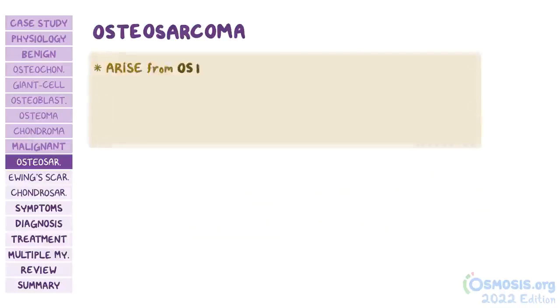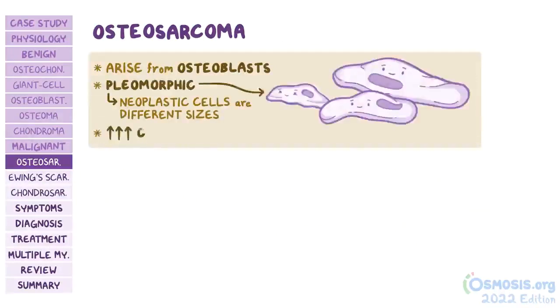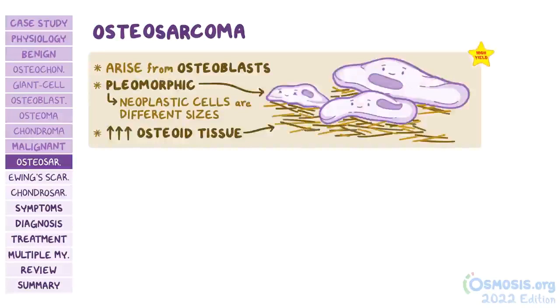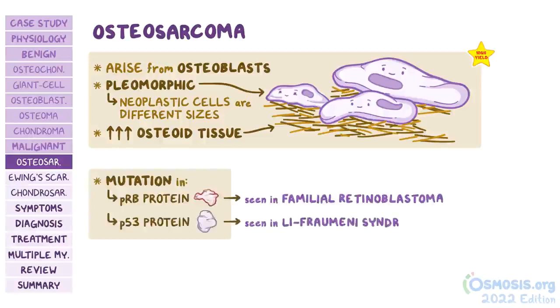Osteosarcomas arise from osteoblasts, and the neoplastic cells are often different sizes, called pleomorphic, and they produce too much osteoid tissue. Some high-yield mutations associated with these pleomorphic osteoblasts include mutations in the RB protein, also seen in familial retinoblastoma, and the p53 protein, which is also seen in Li-Fraumeni syndrome.